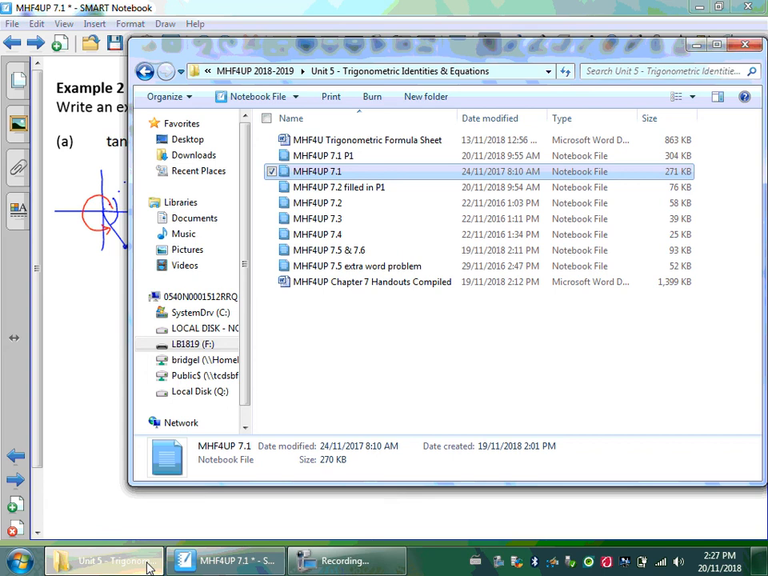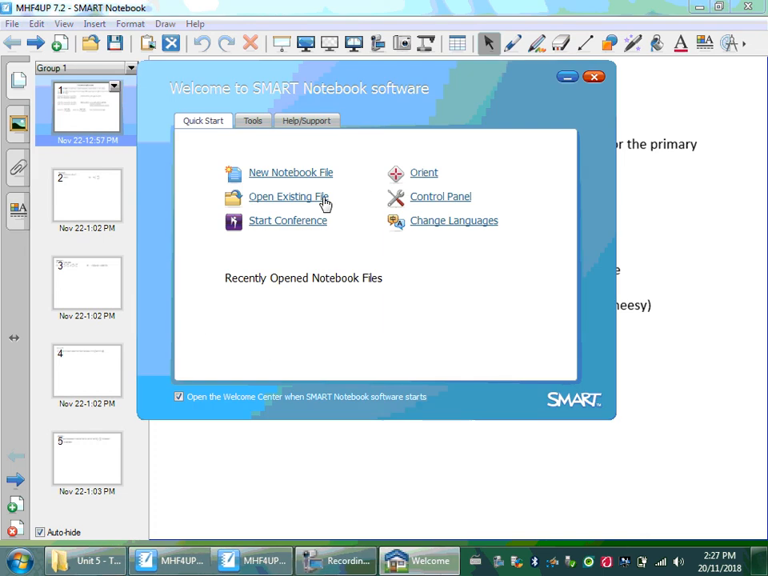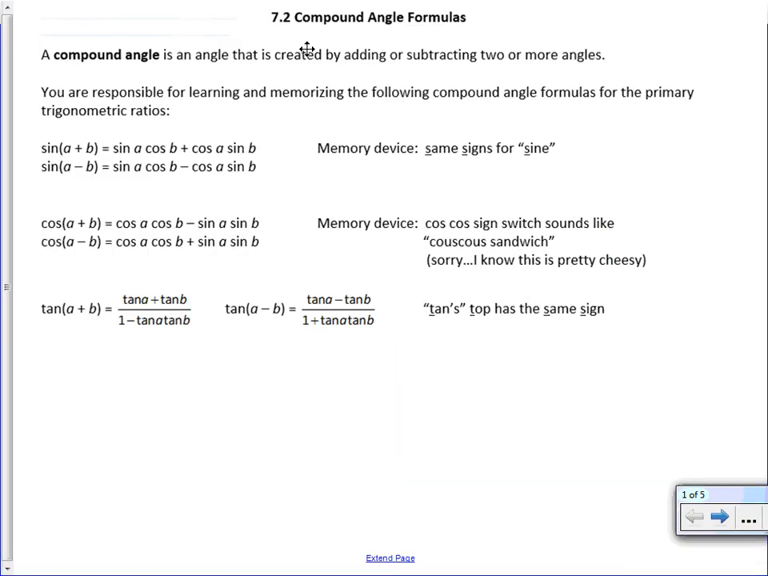So the idea here is that we never dealt with this in grade 11, the fact that the angle in the expression might not be a single angle. So a definition of a compound angle is an angle created by adding or subtracting two other angles. So sometimes you're going to get an expression in the angle.